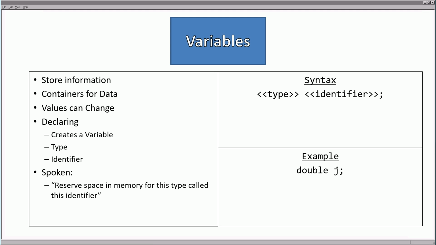And the way that we create them is by using what's called a type, followed by an identifier. Now, just like a programming language is very similar to a natural language, think of it this way. You are communicating with the system. You are saying, reserve some space in memory for this type called this identifier.